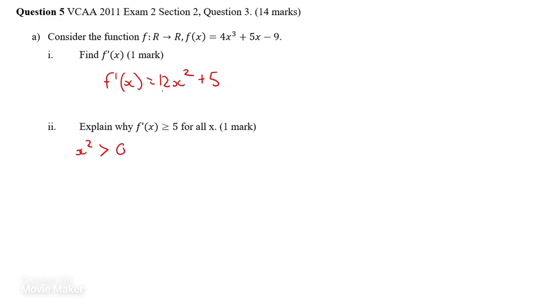If I use that in relation to my 12x squared plus 5, we're really saying 12x squared plus 5 is equal to or greater than 5, and the 5's cancel out, saying 12x squared is equal to or greater than 0. And that is for all x values. Moving on to the next part.